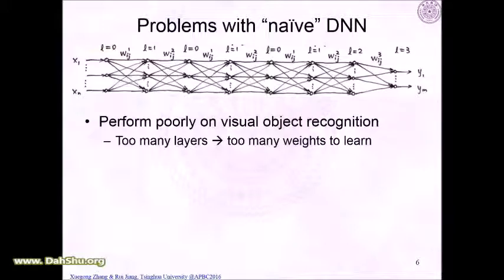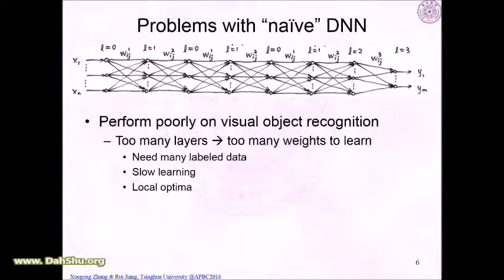There can be many reasons. One reason is that when we have too many layers, we will have too many parameters to learn. And to learn that many parameters, much more data is needed. In the early days, we didn't have much data, but now we have big data, but there are still problems. The learning can be very slow. And also, there will be many local optima in your objective function. You will be easily trapped in some local optimum that is not good.